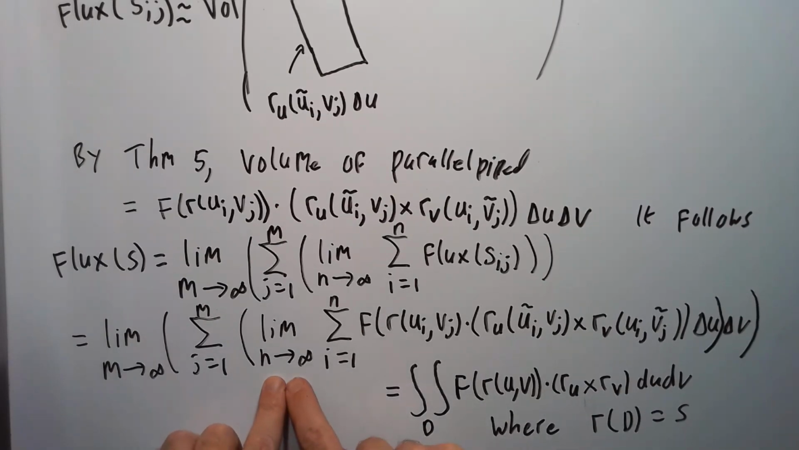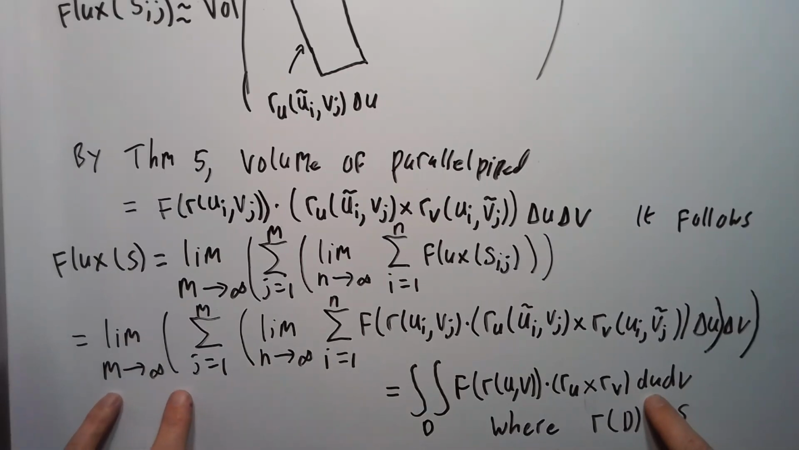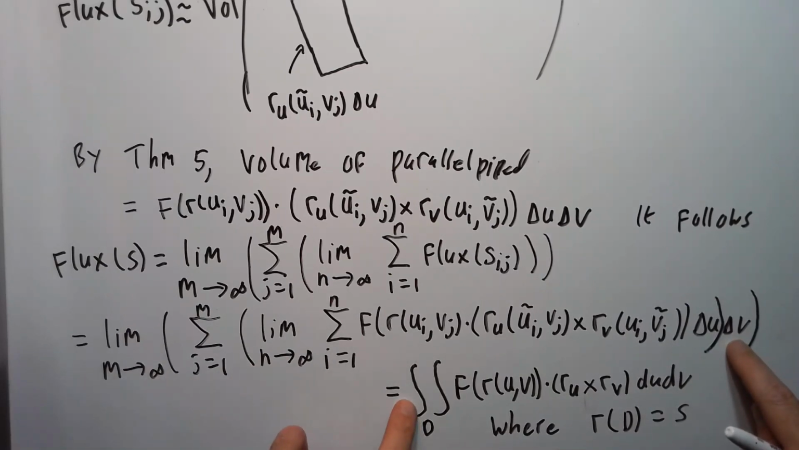So the first limit will create the first integral, which becomes a dU. The second sum in this limit, over M, will create the second one, and you'll be integrating over D. Okay, and again, R of D is equal to S. All right, let's leave it there.